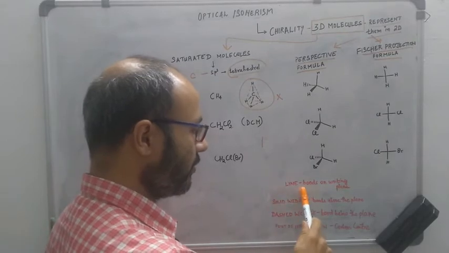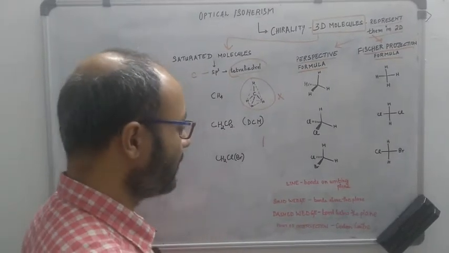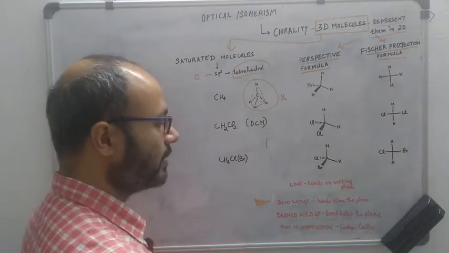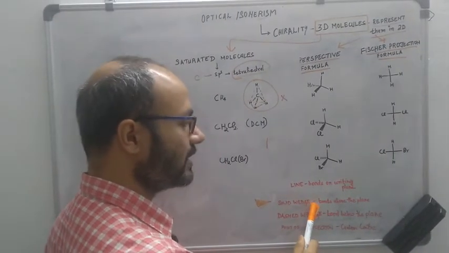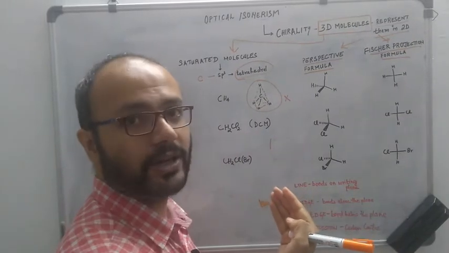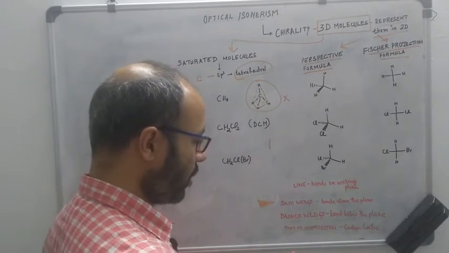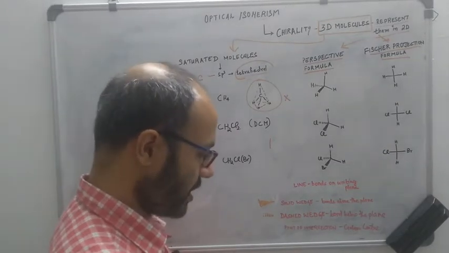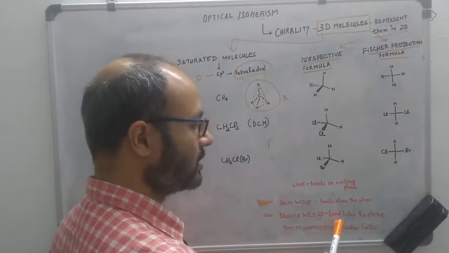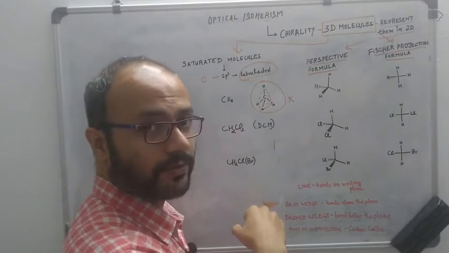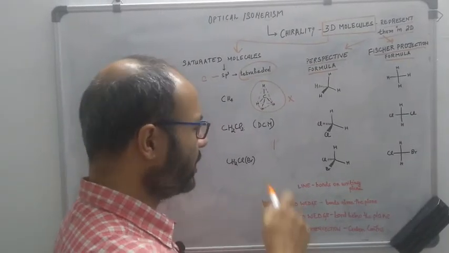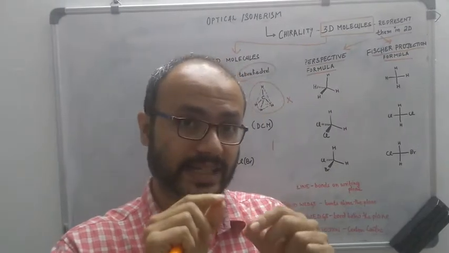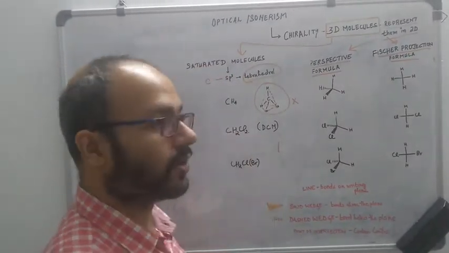Another way of representing a bond is the solid wedge. A solid wedge is something you draw like this with a shading. Solid wedge represents bonds that are above the plane of the board. Then another type of bond is the dash wedge. A dash wedge is when you draw the bond like this, and dash bonds represent those bonds that are below the plane of the board. And the point of intersection of all these bonds is what you call the carbon center. The carbon is represented by the point of intersection of all these lines.